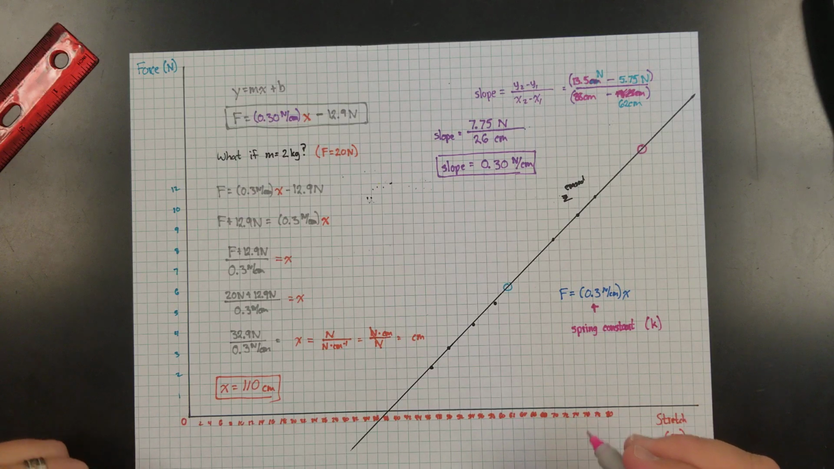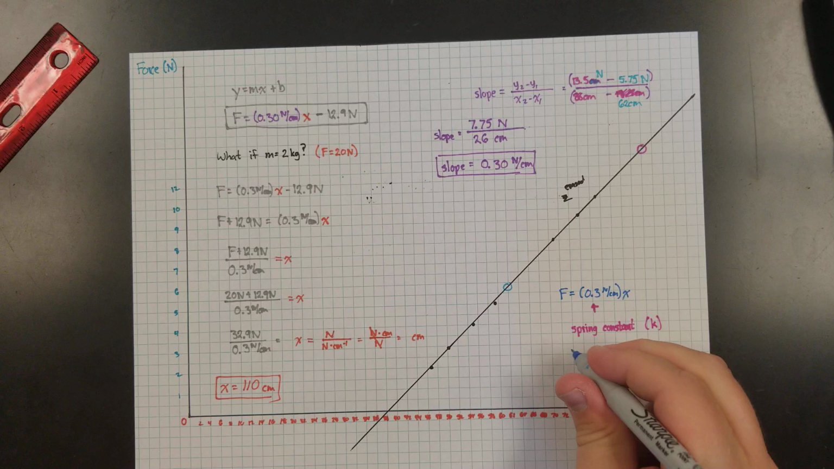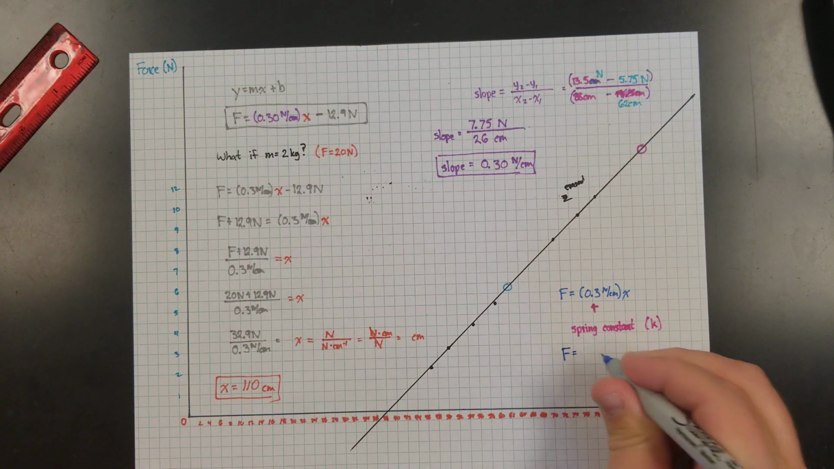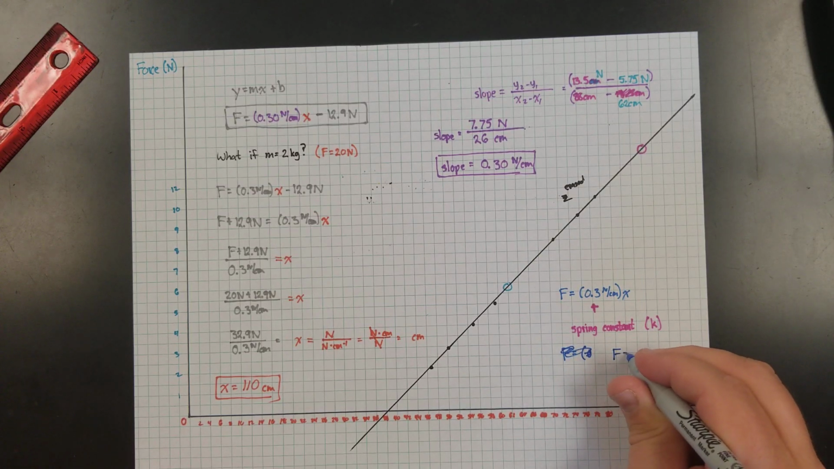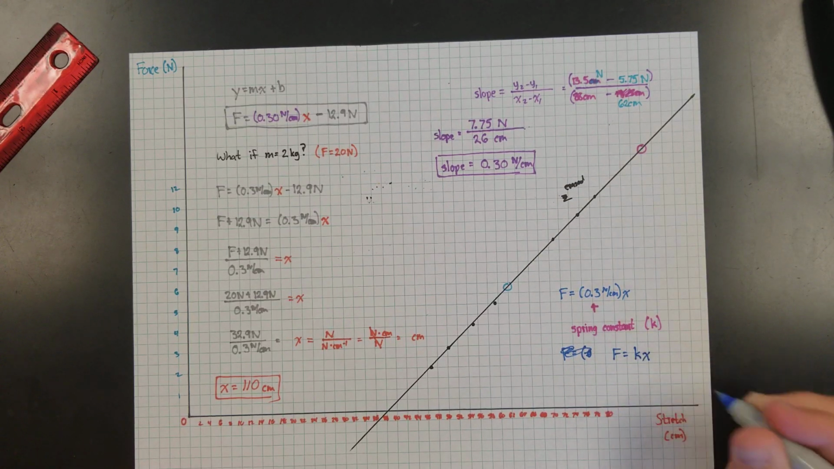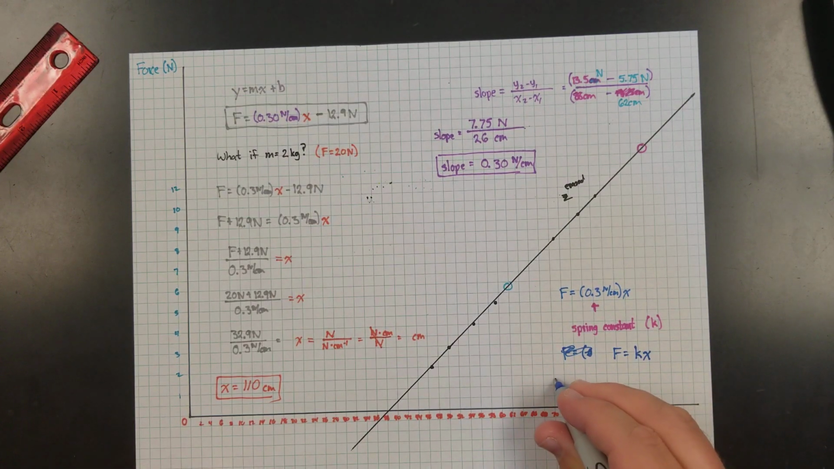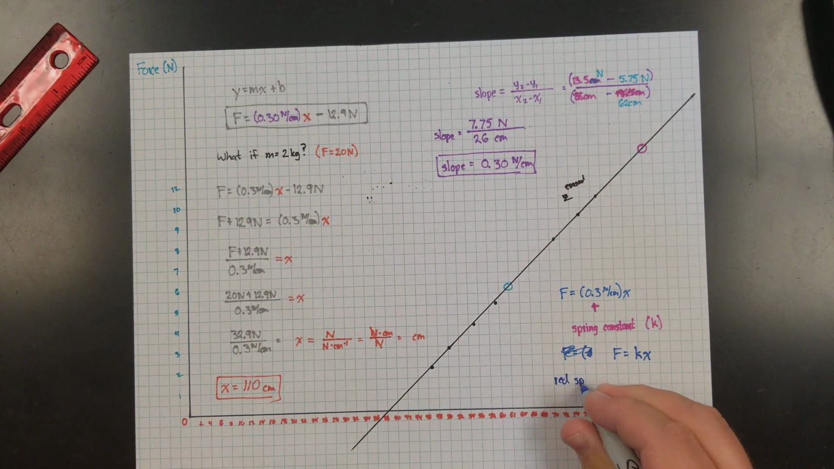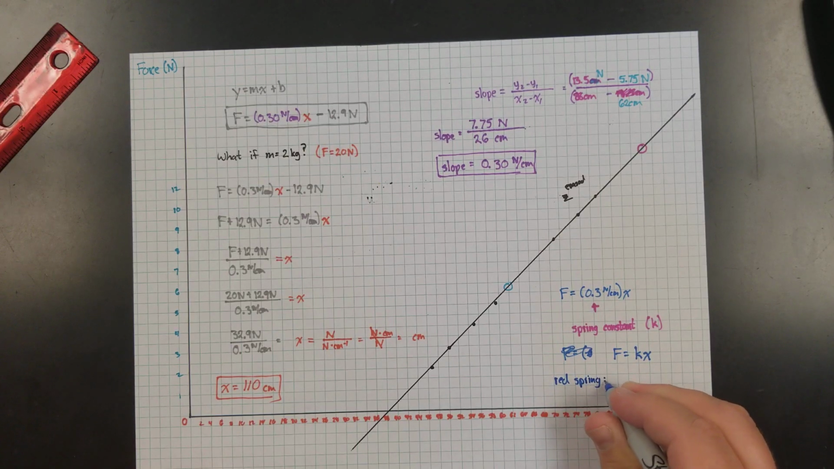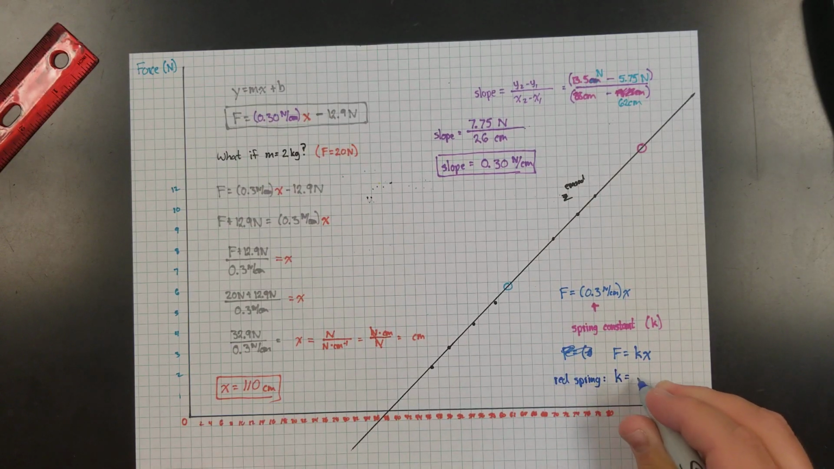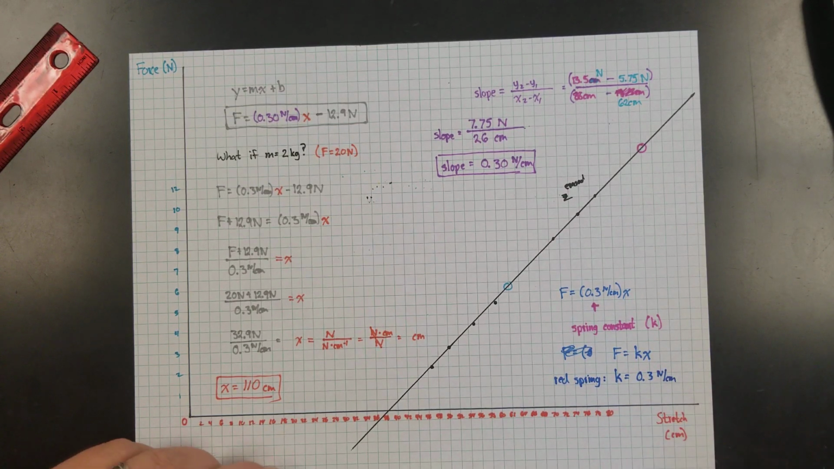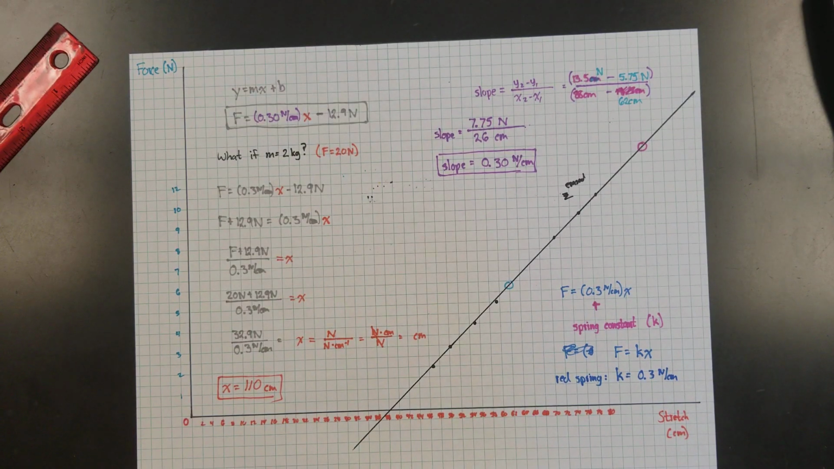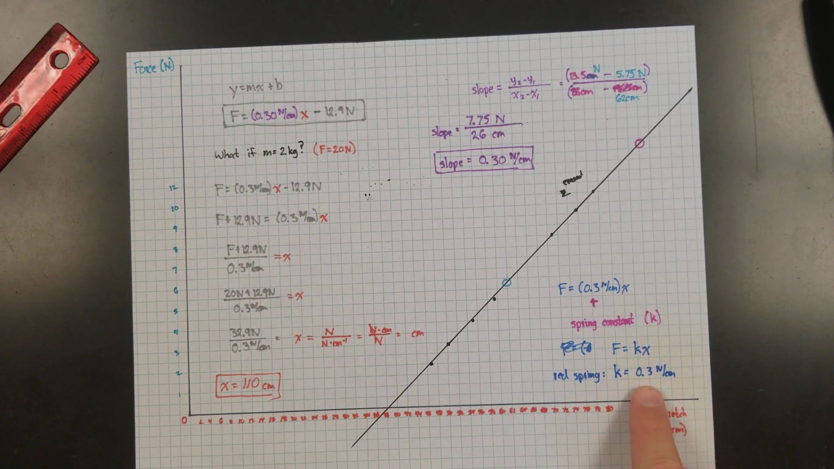K for constant. And so it would be okay for us to write this equation more generally as F equals K times x. And then for the particular spring that I use, the red spring, the K has a value of 0.3 newtons per centimeter.